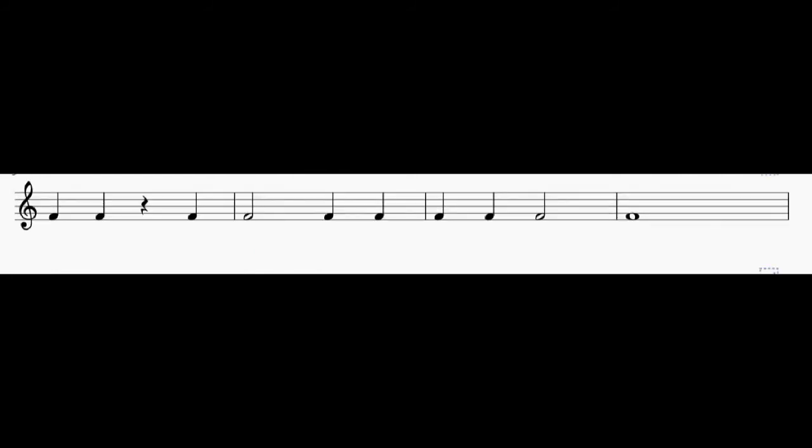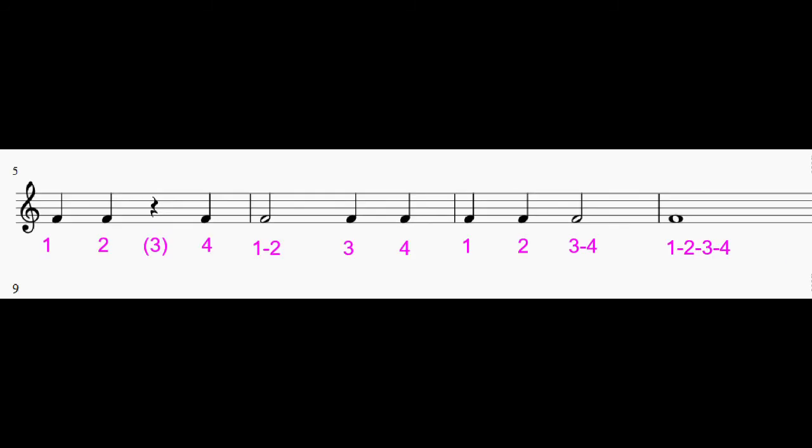Alright, so here's the next line that you're going to write down. So take your pen and paper, you can write in the counts. If you would like to draw the notes as well, you can do that. Whatever is easiest for you. So pause right now if you need to and write down these counts. Alright, so now that you've written them down, I'm going to go over them.